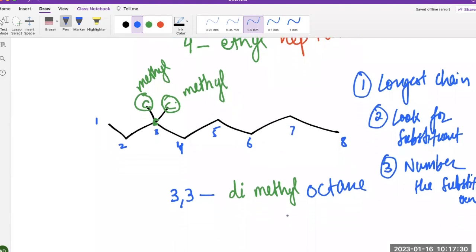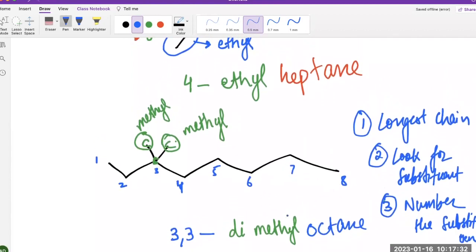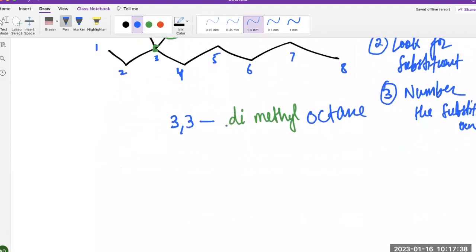So 3 comma 3. Now, one thing to notice here is whenever you have a number and a name, you put a dash in between. So same thing here. Whenever you see a number and a name, you put the dash in between. But whenever you have two numbers together, you put a comma in between. So remember that, okay? So 3 comma 3. Of course, you don't want to leave that as 3 3 because that will sound like 33. So it's 3 comma 3 dash dimethyl octane.